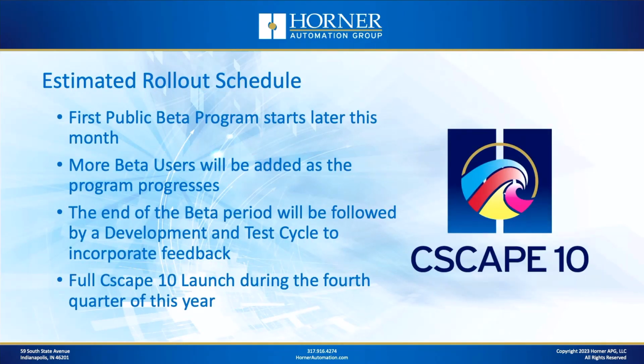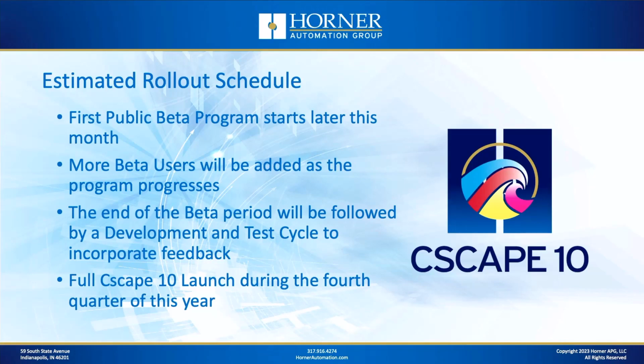Let's take a look at the rollout schedule. The first public beta program for Cscape 10 starts later this month, so really just a couple of weeks away. And that beta program is going to last for somewhere in the neighborhood of 60 to 120 days. Now, I know that's a pretty wide range, but we really want to make sure we get lots of feedback and that we have the opportunity to get this software in the hands of users so that we can get that feedback. Now, as the beta program progresses, if you aren't involved right at the very beginning of the beta program, there still will be time as it progresses because we'll be adding additional testers as we go.